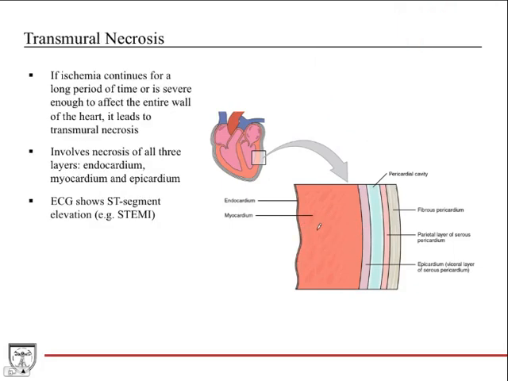So transmural necrosis occurs if ischemia continues for a long enough period, or if the infarction is severe enough to affect the entire wall of the heart. So that would result in transmural necrosis. It involves necrosis of all three layers. So not just this endocardial layer, it's necrosis across this entire region here. So if this region is supplied by a vessel, this whole region is knocked out, okay? It is ischemic and begins to develop necrosis.